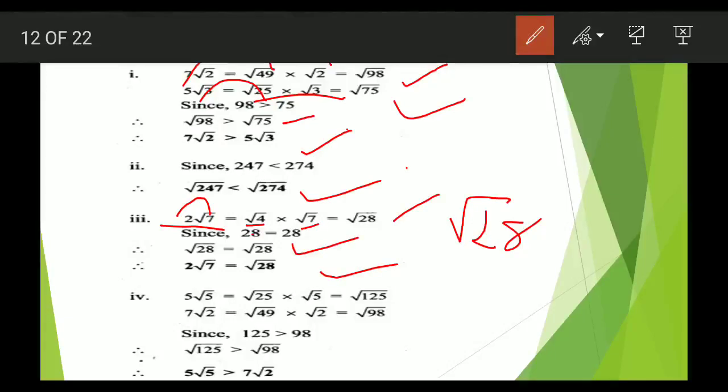Now question number 4. 5 root 5 and the other one is 7 root 2. When I bring 5 inside the root, this will become 25. That is root 25 multiplied by 5. Root 25 multiplied by 5, I will get 125.